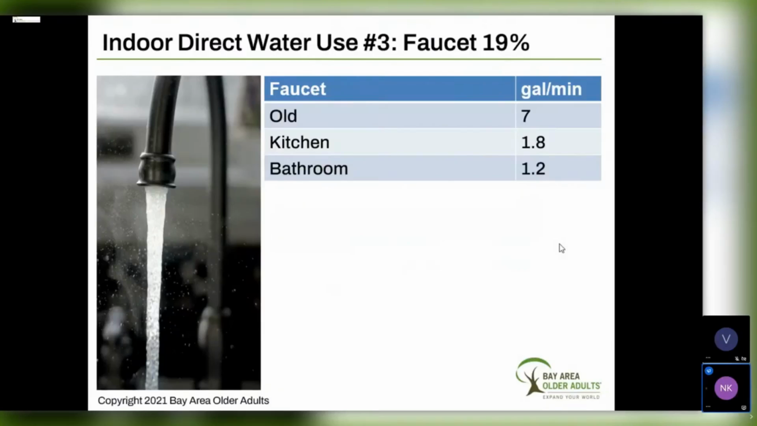Since a kitchen faucet runs at 1.8 gallons per minute, running the kitchen faucet for 2 to 3 minutes is equal to running one dishwasher load. The dishwasher is a great water saver compared to washing dishes by hand.